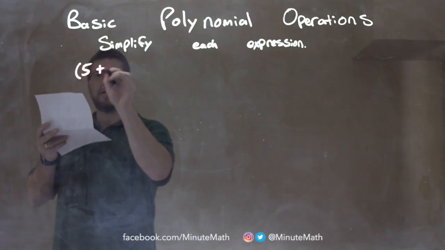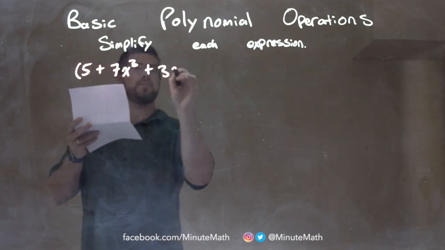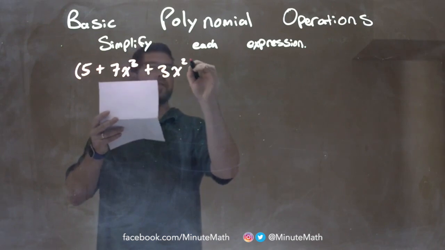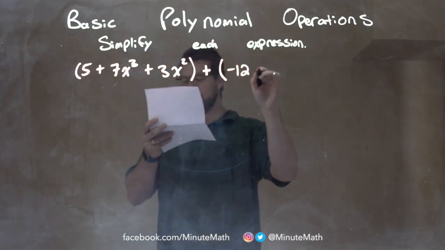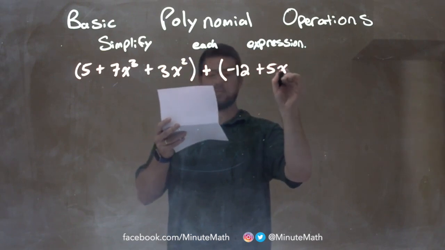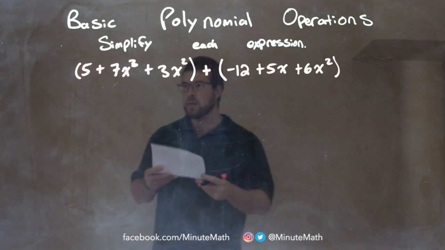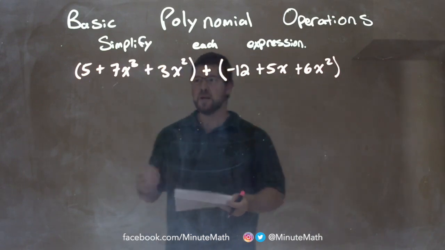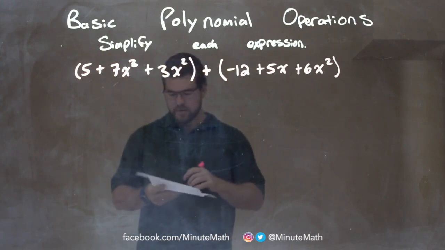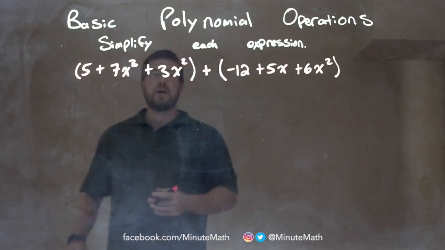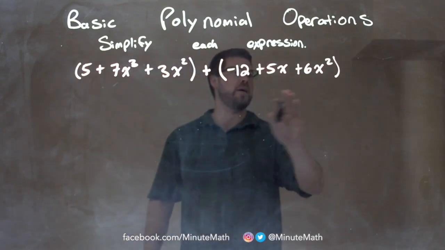5 plus 7x to the third plus 3x squared, that's in one parenthesis, plus, second one, negative 12 plus 5x plus 6x squared. Okay? Well, first thing I want to do here is look within each parenthesis to see if I can simplify within it. Any like terms? No like terms here, and I don't see any like terms here.